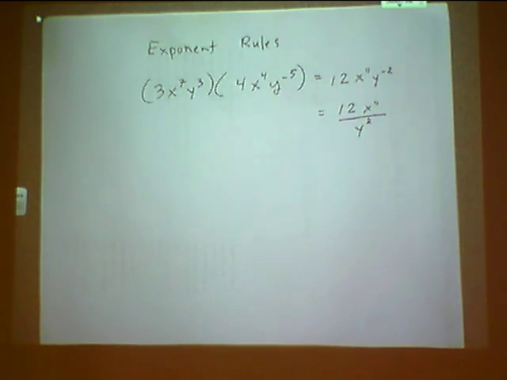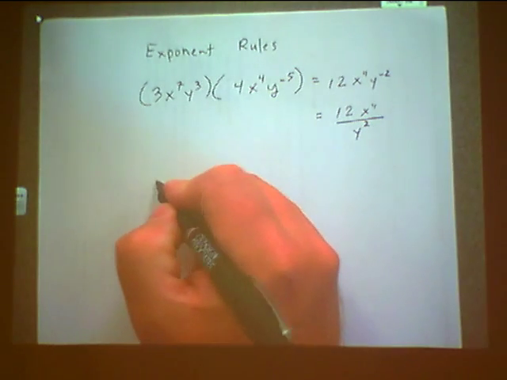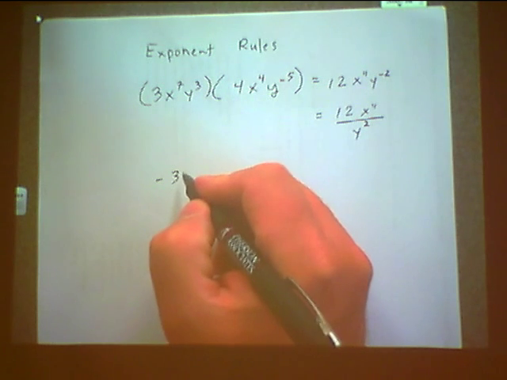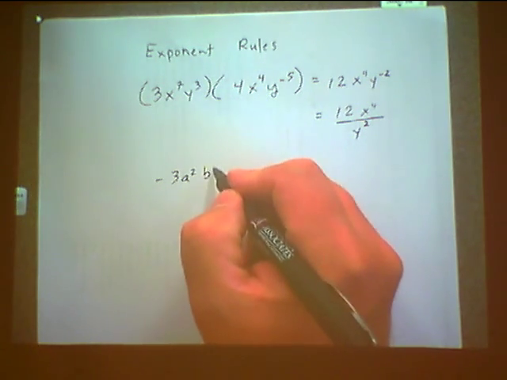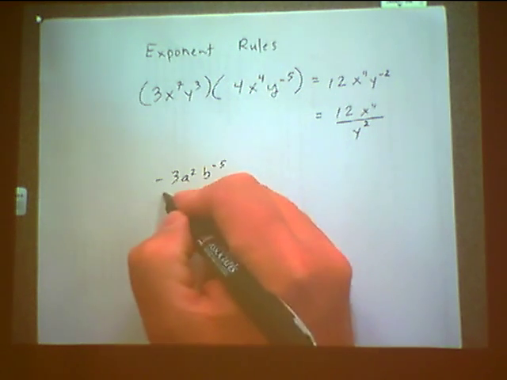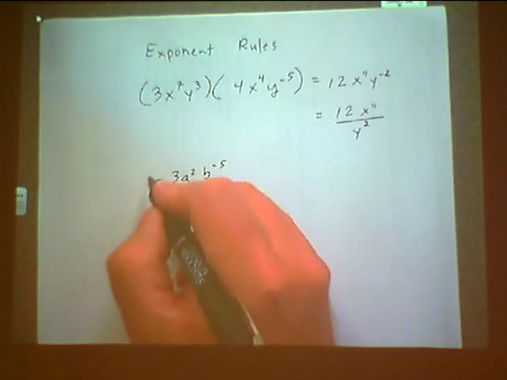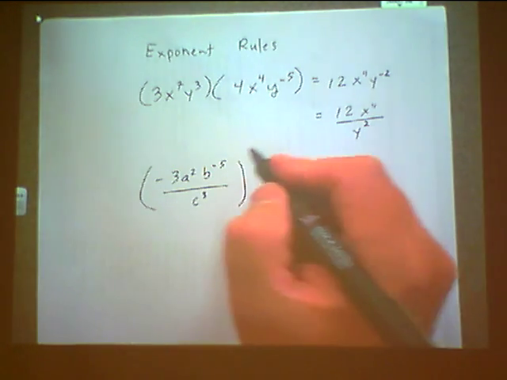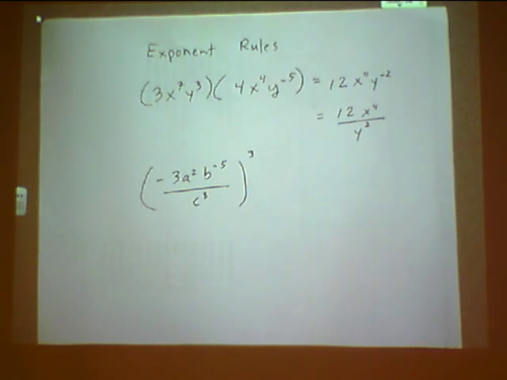Let's do a second problem that's going to use a couple different rules. Here we have negative 3 a squared b to the minus 5 over c cubed, and this whole thing raised to the power of 3.